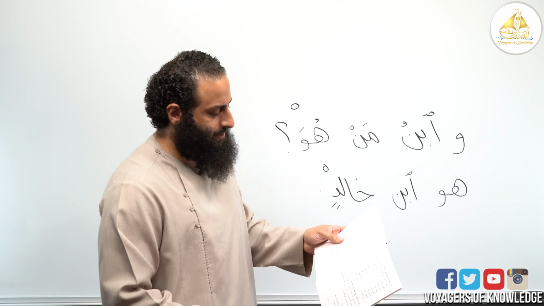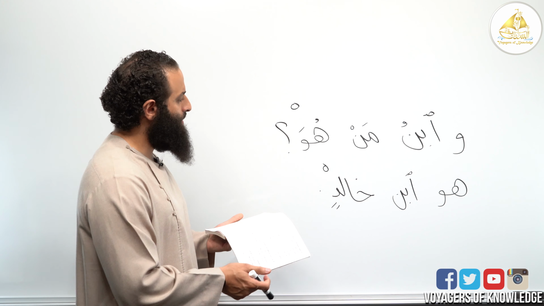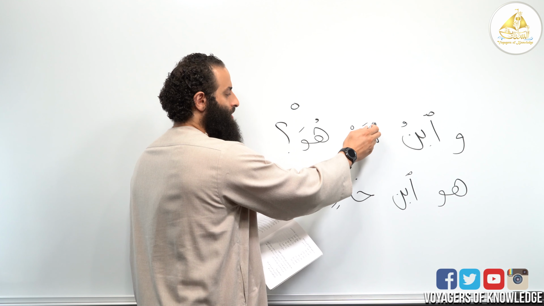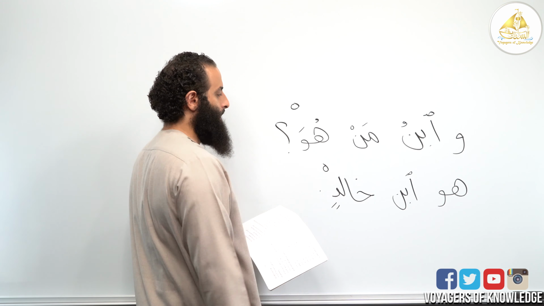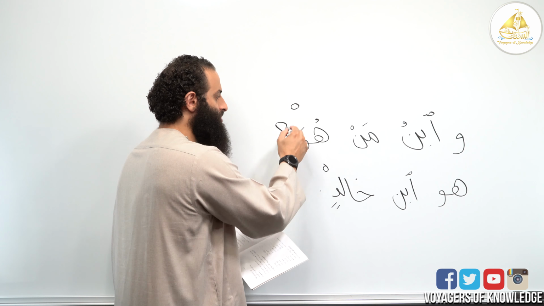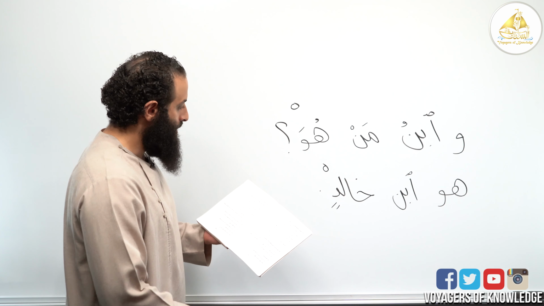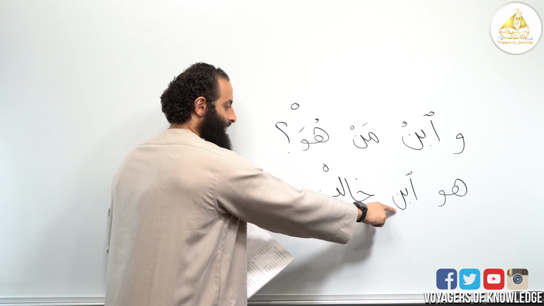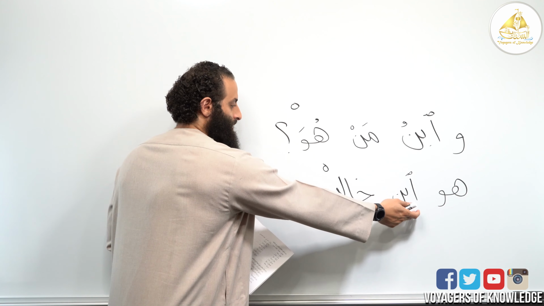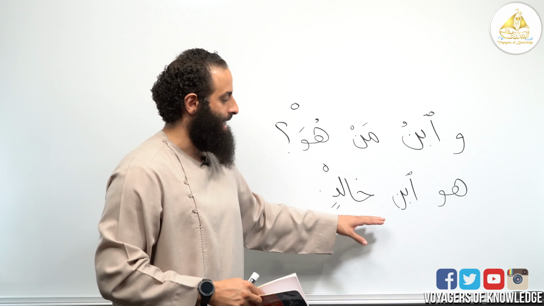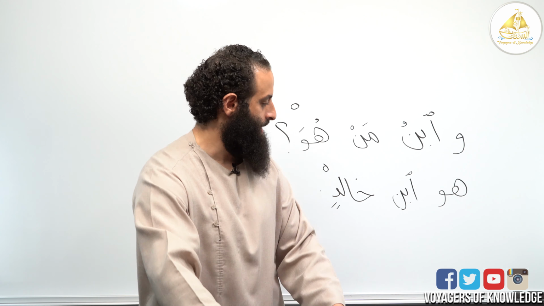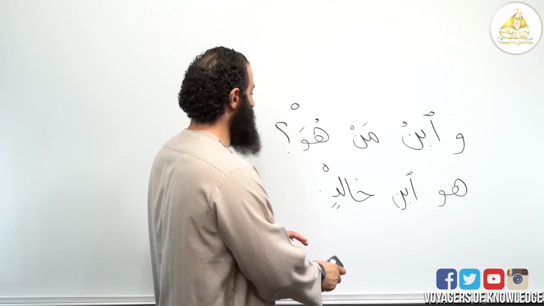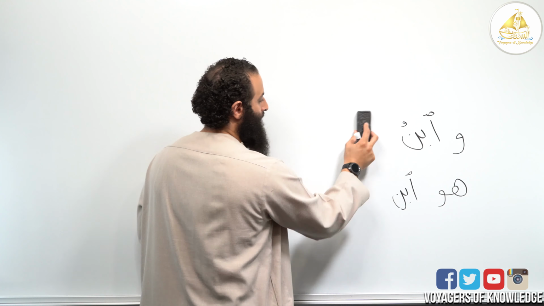Whose son is this? Remember, this means whose son is he. And then you would say, he is the son of Khalid. This is the word son, the son of Khalid. Or you'd say Khalid's son. All right? Let's erase that. Don't mind the erasing sound.